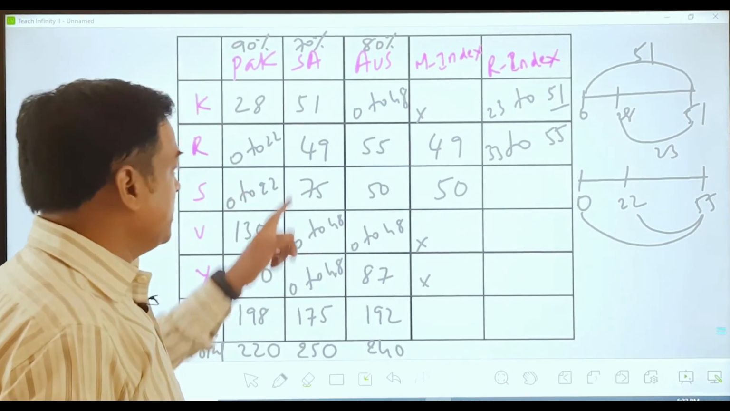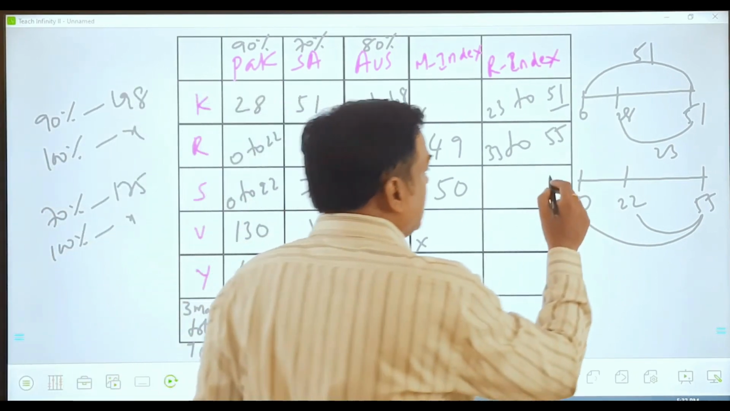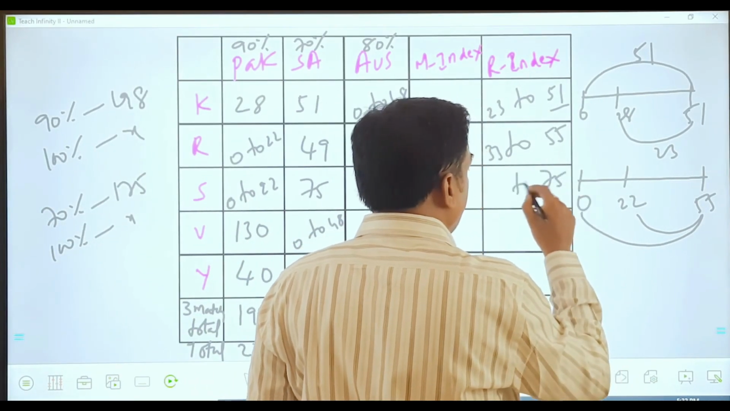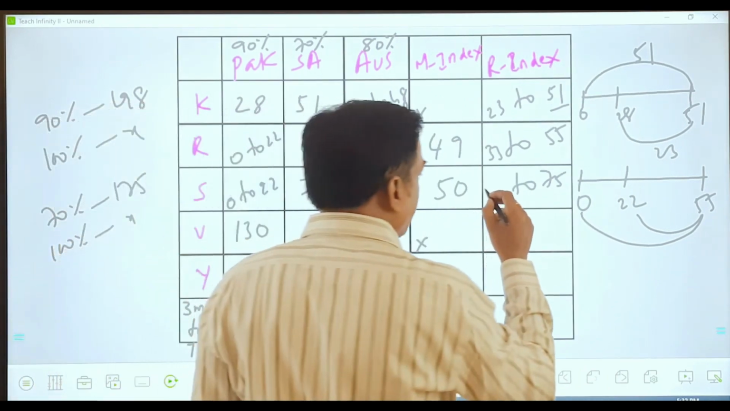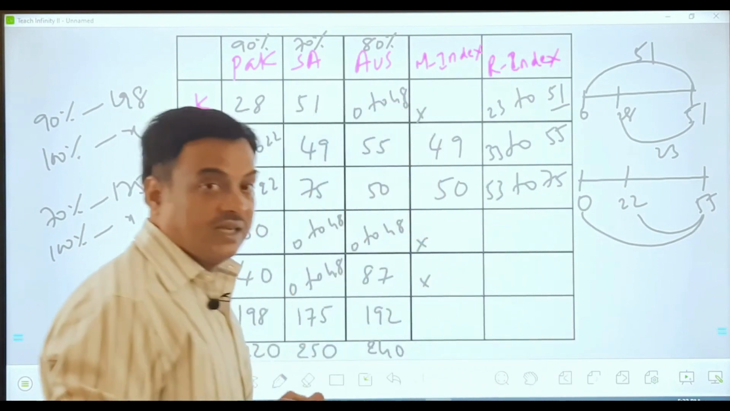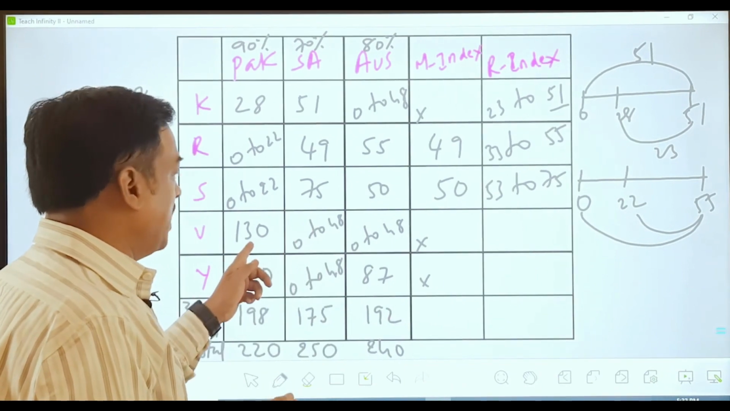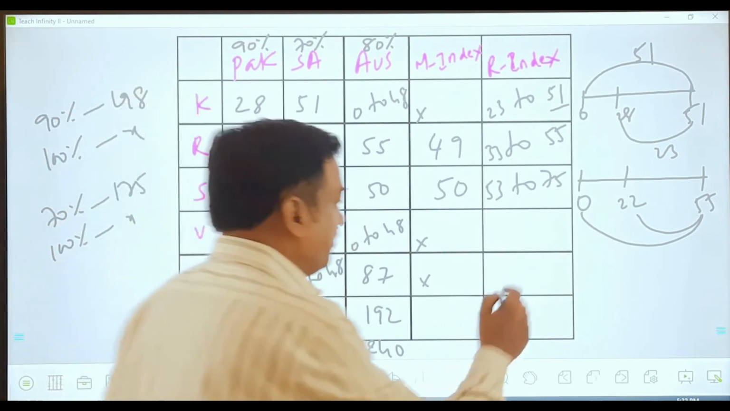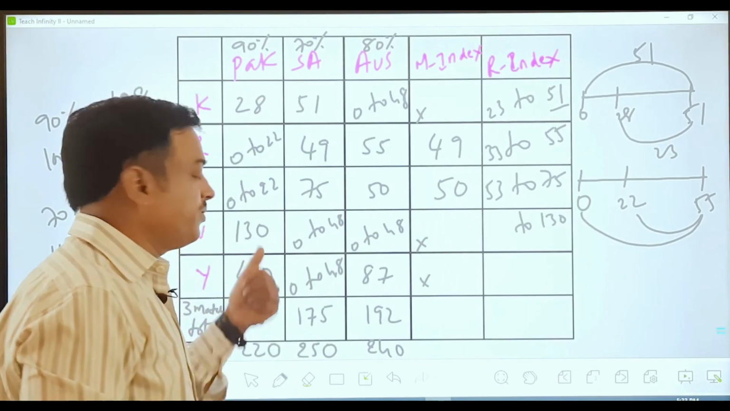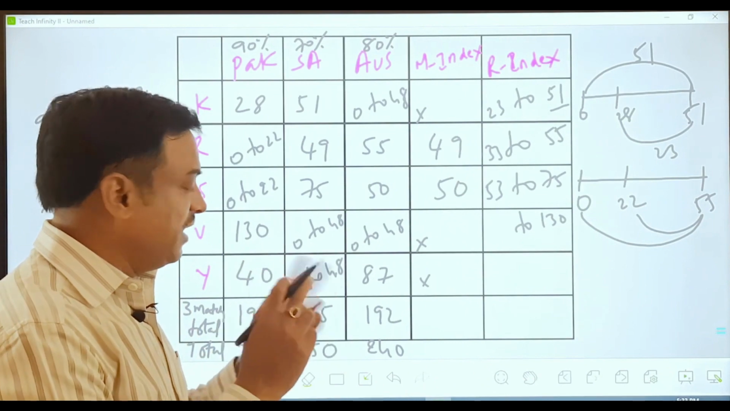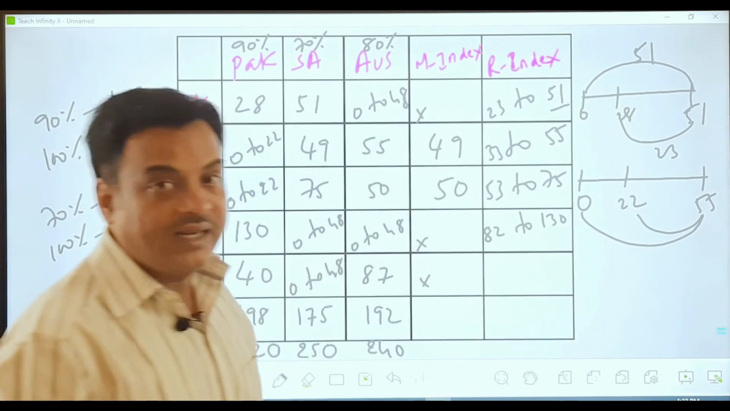Okay. Next one, 75 is the highest. Least can be 0 or 22. So again, here I get 75, and if I consider 22 and 75, it will be 53 as a value. This will be 53 in that case. So here R index will be from 53 to 75. Next one, 130 is the highest. 0 to 130, 130 can be the value, and if I take 48 to 130, the difference will be 82. So here it is 82 to 130.